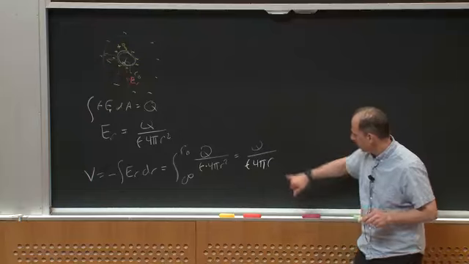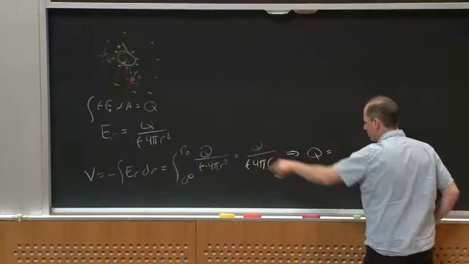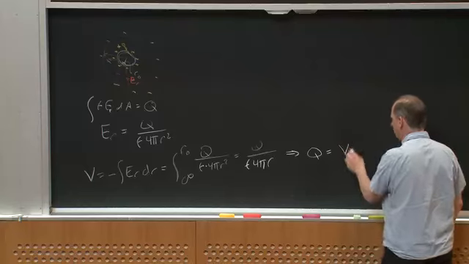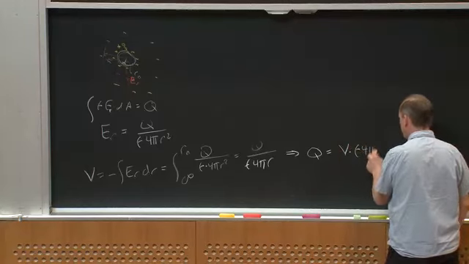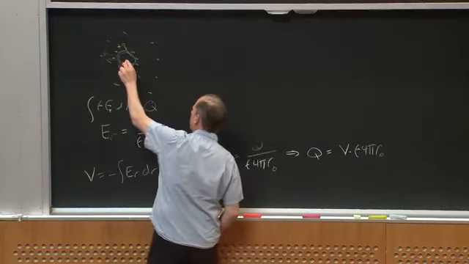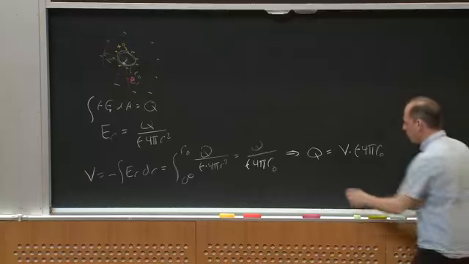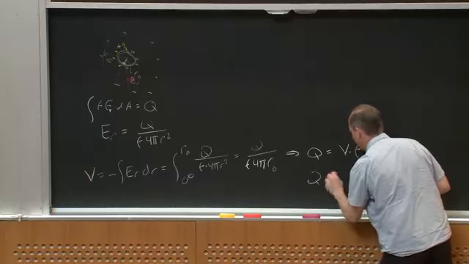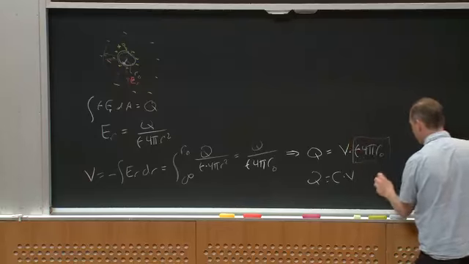And that means that Q, if I write this, Q is just going to be equal to V times epsilon times 4 pi r naught. It's the radius of this little sphere, r naught. Okay? But we know that Q is equal to CV, right? So this must be the capacitance.